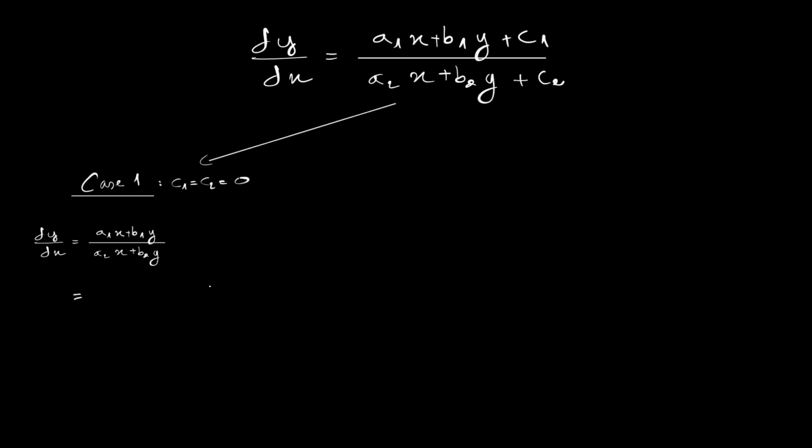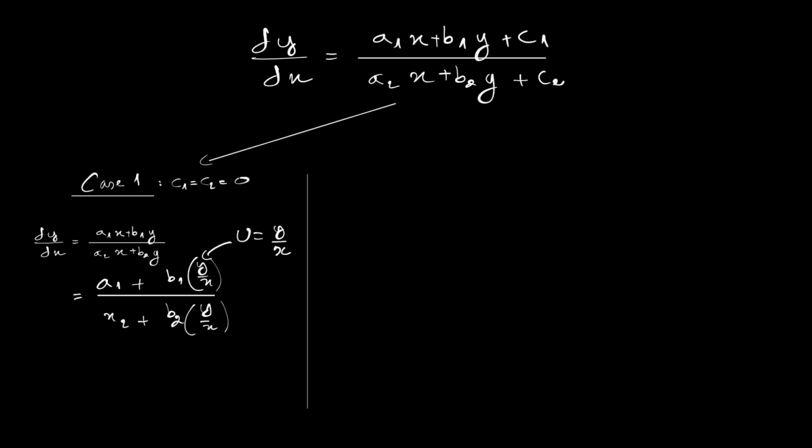By dividing by x, we obtain this. And as you can see, this is a standard homogeneous equation. And we proceed just like the previous example by putting u equals y over x.